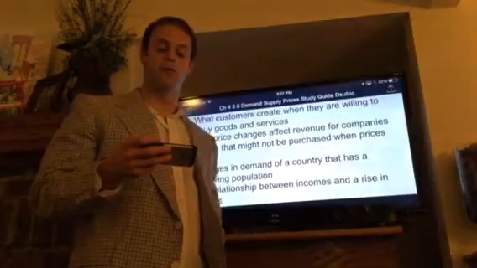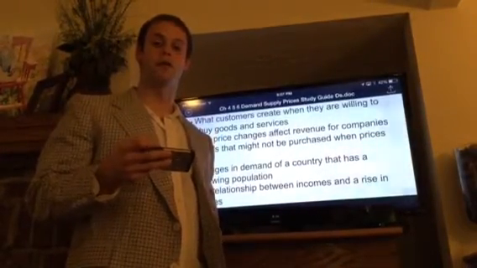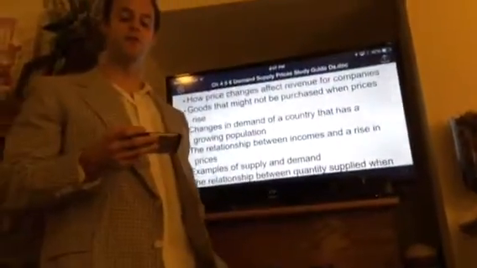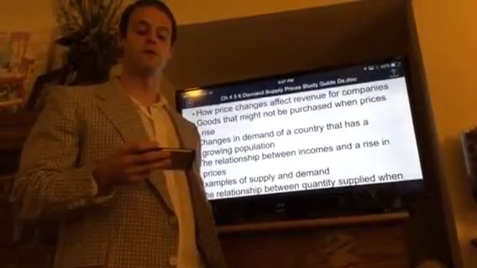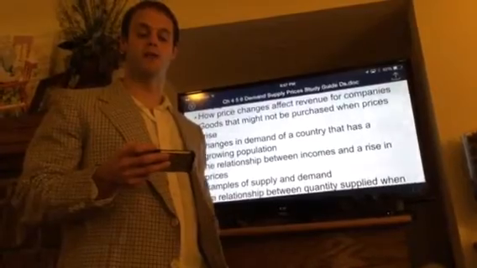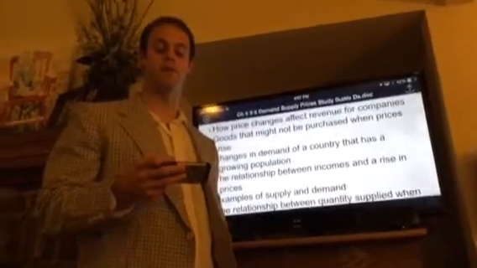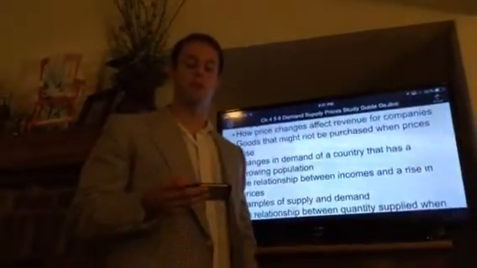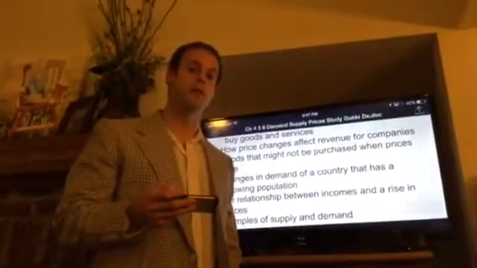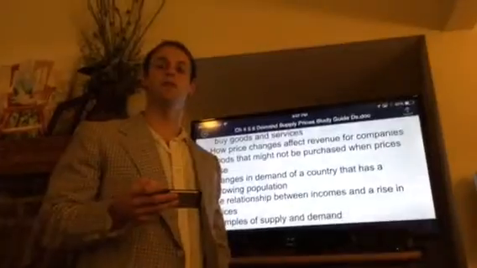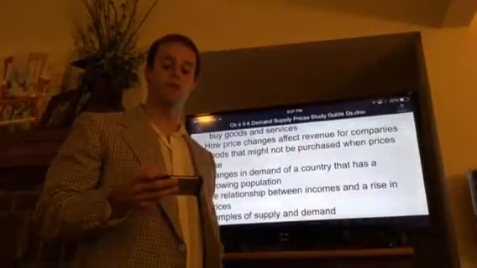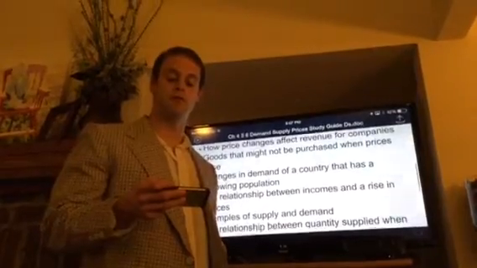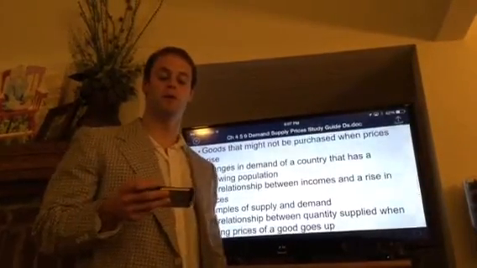What do consumers create when they're willing to buy goods and services? When they're willing to buy goods and services, they create demand. That's easy. How do price changes affect revenue for companies? When price changes occur for a company, they must adjust accordingly. If the price goes up, they can probably make less and make the same amount. If they make more, they'll make more money. Price goes down, they're going to have to increase production and not make as much money. You have to read into that a little bit.